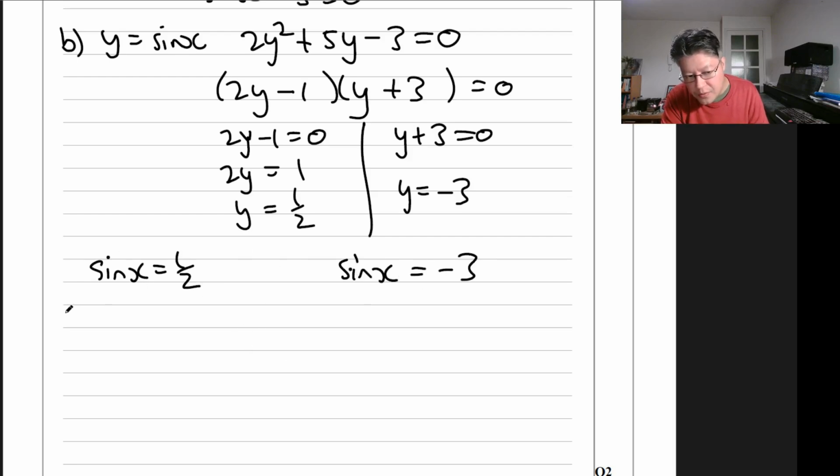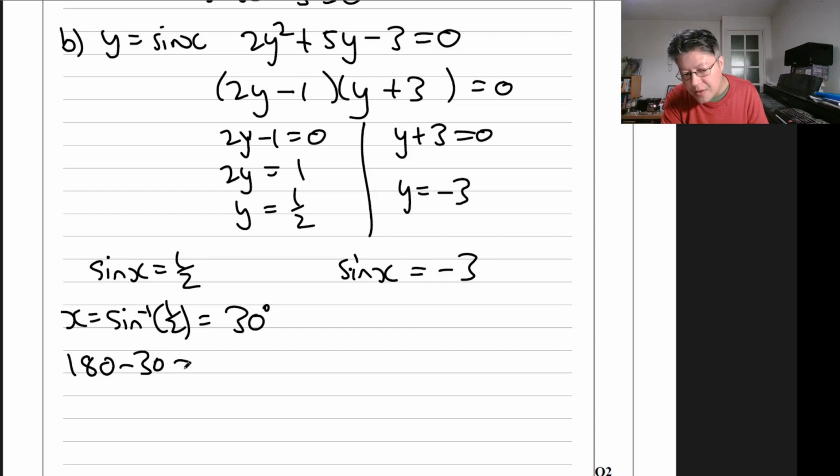So the first one, we can sin inverse the half, and sin inverse of a half is 30 degrees, and that's one of the solutions. And then the rule is for sin, you have to do 180 minus 30 equals 150. This is the second solution. There's no need to use a CAST diagram for this. It's just the rule is always 180 minus the angle for sin. So they're the two solutions.